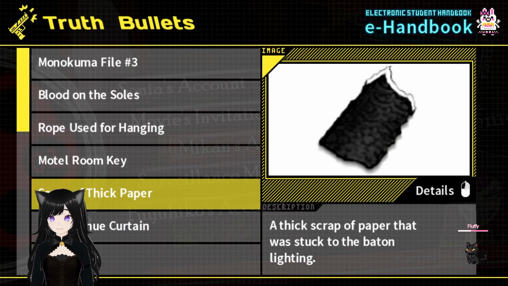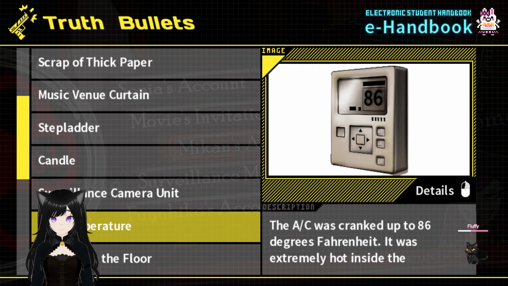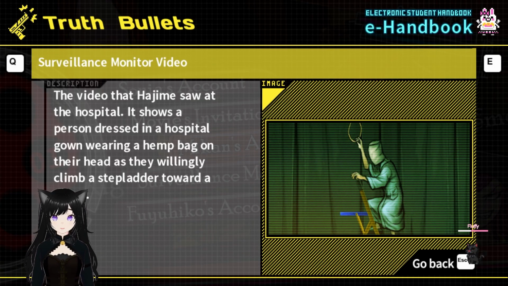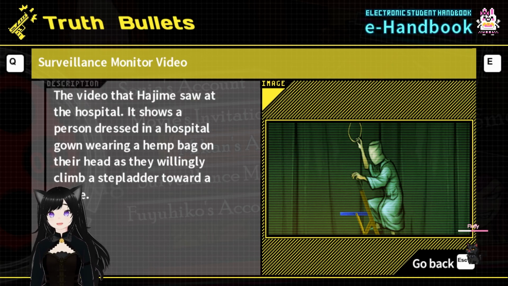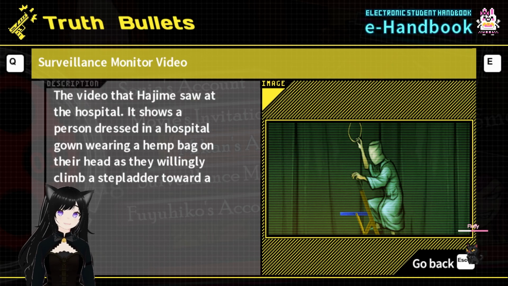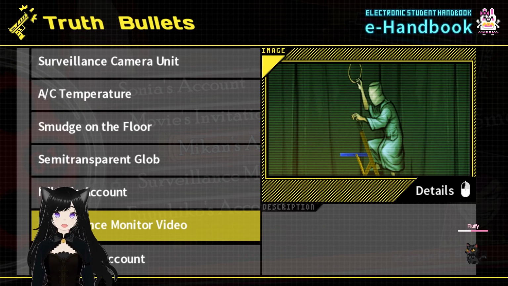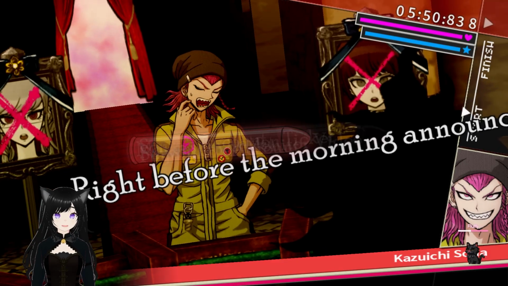Let's look at the surveillance evidence. Where is that? Okay. The video that Hajime saw at the hospital shows a person dressed in a hospital gown wearing a hemp bag on their head as they willingly climb a stepladder toward a noose. So I think the weakest alibi is Fuyuhiko's. So I think we're gonna assume that's the one we need.